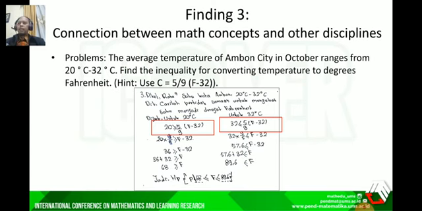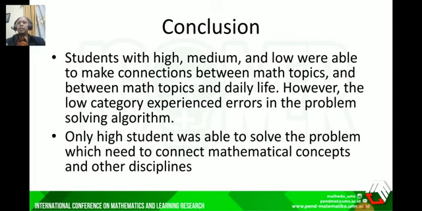So, based on the findings, it can be concluded that, first, students with high, medium, and low abilities were able to make connections between math topics and daily life. However, the low category experienced errors in the problem-solving algorithm. Second, only the high-category student was able to solve the problem that needed connecting mathematical concepts and other disciplines.